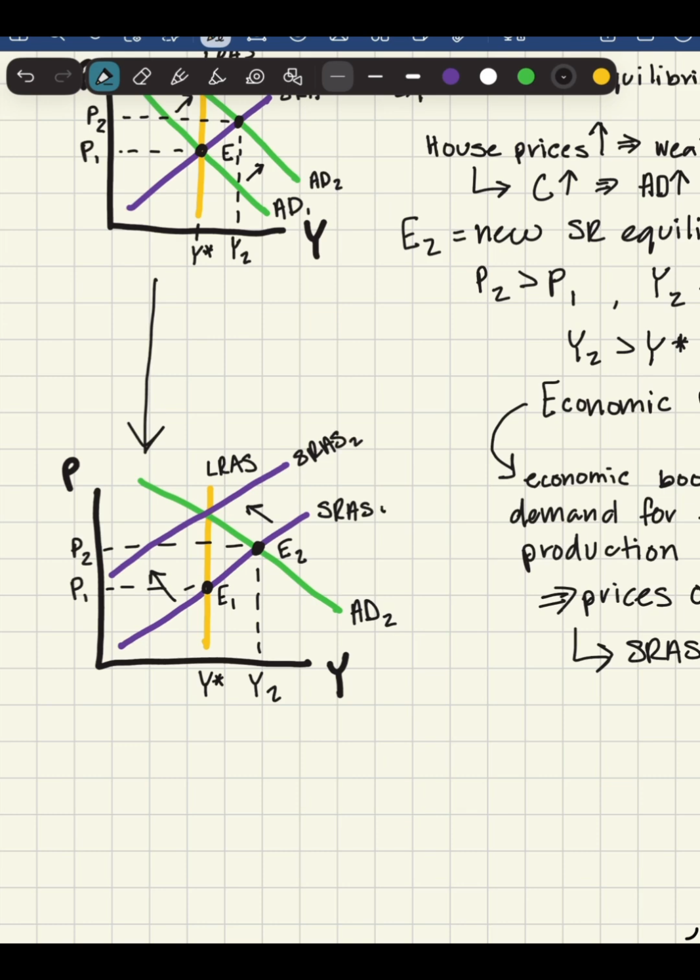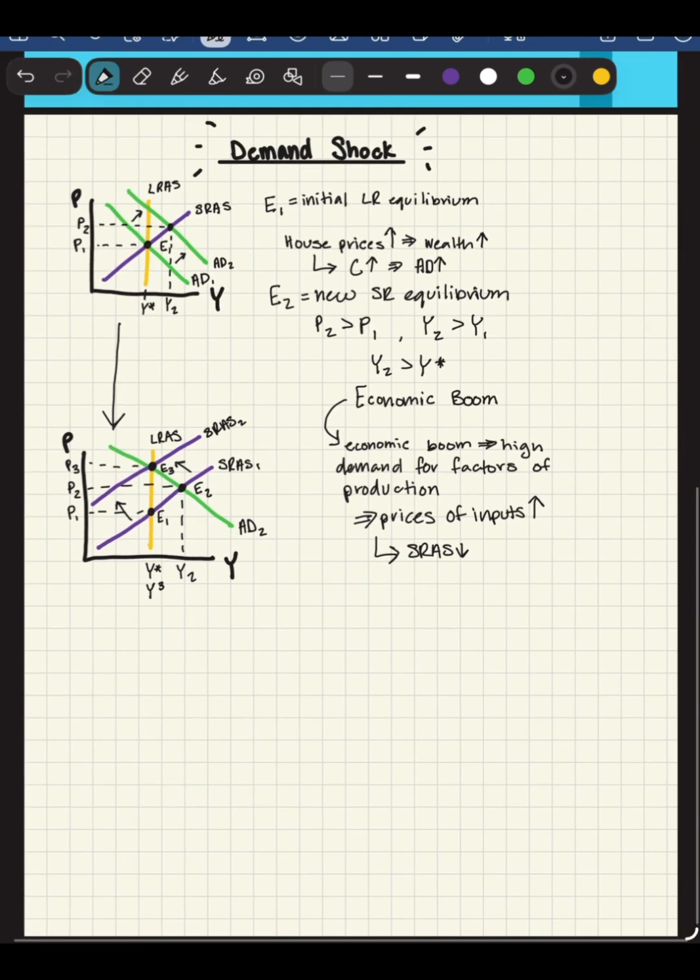And then once you have this labeled, you can see where the new equilibrium is. And then you can label this point E3. And then the new output Y3 and the new price will be P3. So with this graph, you can see that E3 is the new long-run equilibrium.